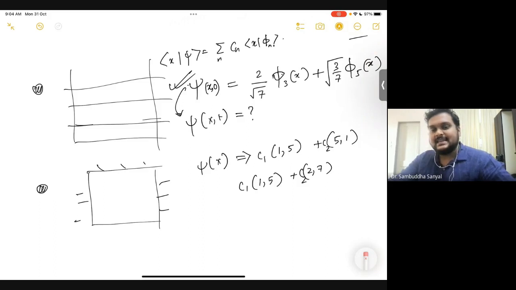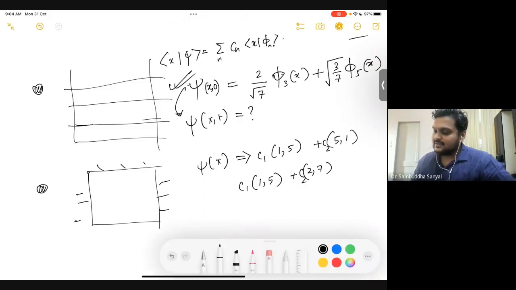If I give you a psi(x, 0), you know how to calculate the psi(x, t). This is something we discussed extensively in class. Study this because you have a quiz coming on Wednesday, which is on dynamics.